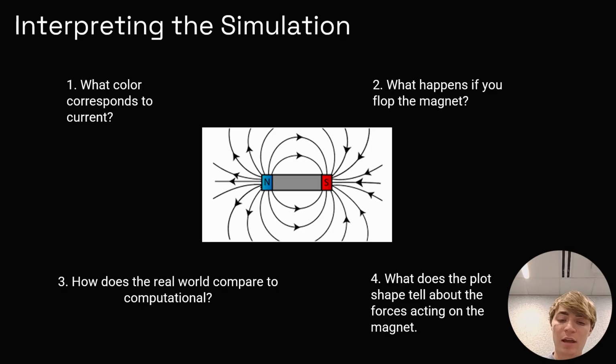And then thirdly, how does the real-world change in time compare to the computation? Well, the computation was slightly shorter due to some effects of human error, air resistance, and friction. And finally, what does the plot shape tell us about the forces acting on the magnet? Well, gravitational force is greater than magnetic force initially when entering and exiting the tube, but equal when in the middle of the tube.